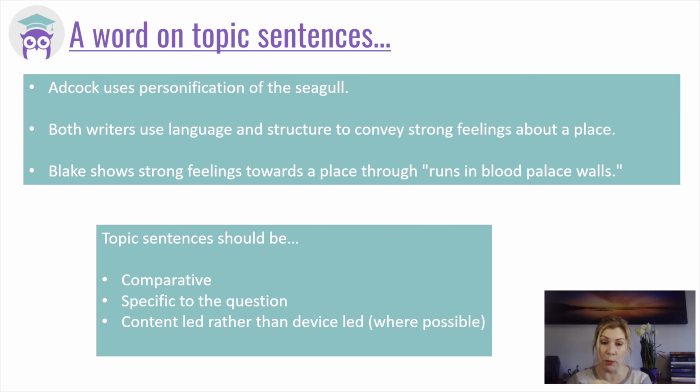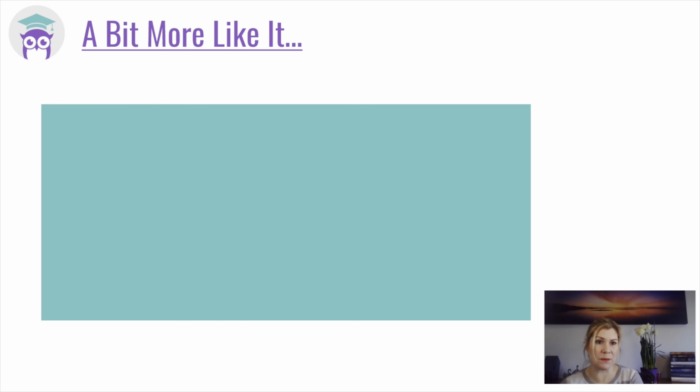You know, the poet uses alliteration. That means you're only talking about alliteration. And topic sentences should be not just words to get to a quotation. Yeah, your topic sentence has purpose. It tells your examiner what the paragraph is going to be about. Here are some good examples.